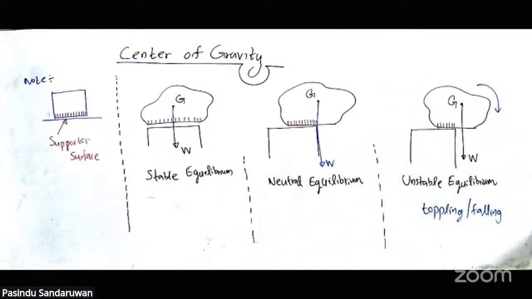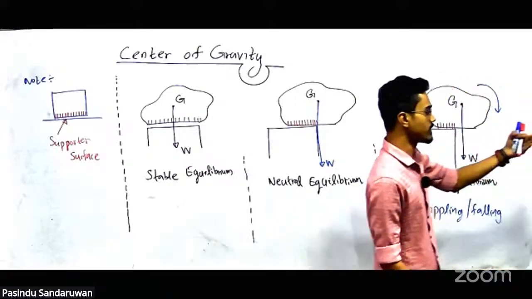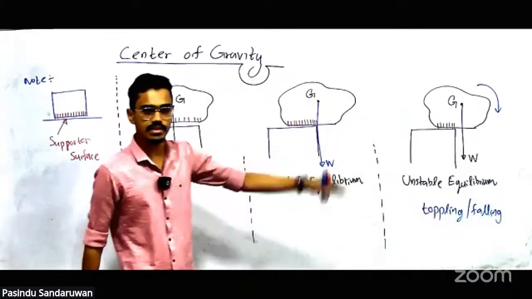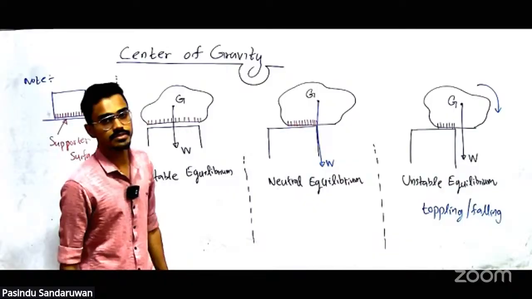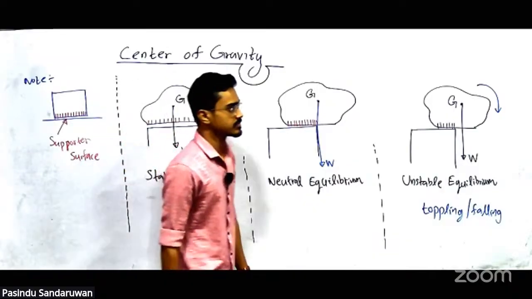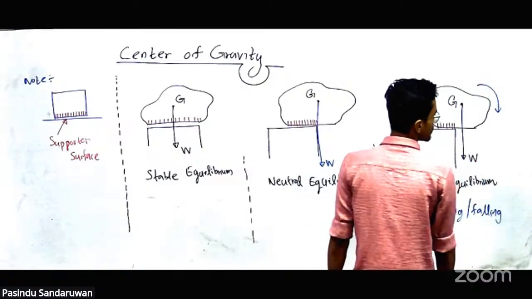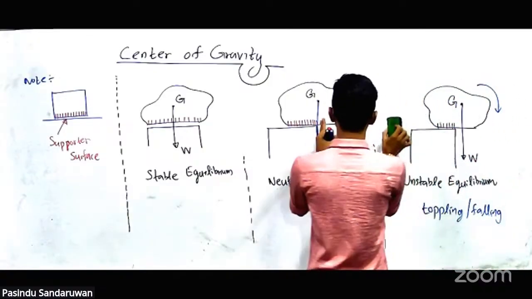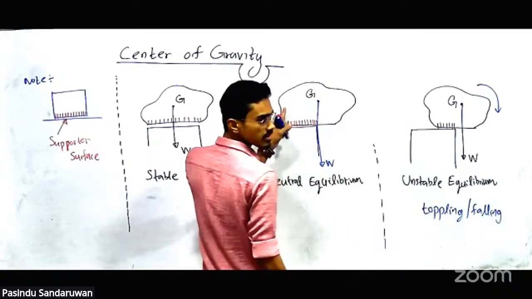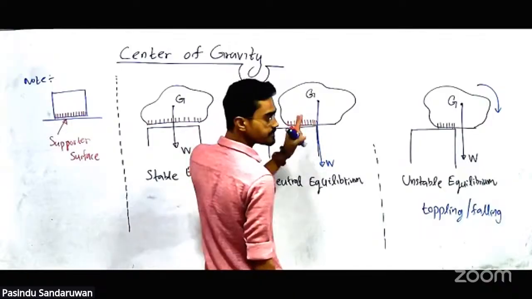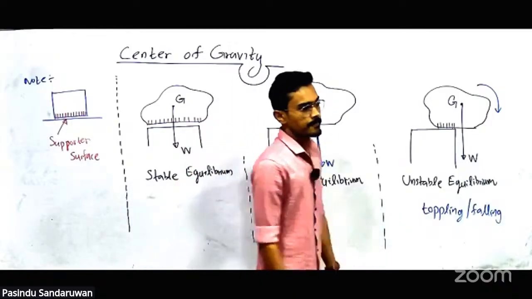Is there only one unstable equilibrium point? No, infinite, because any point after the neutral point is unstable. That is also infinite. Correct? So starting from here, all these points are unstable. Right? Okay.